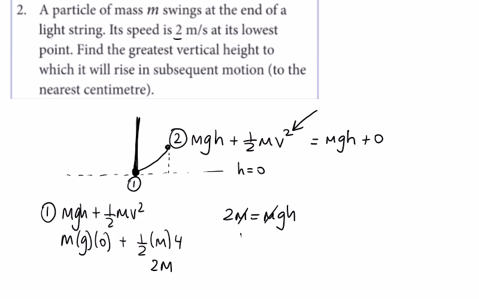Cancelling my m's, I get h is equal to g. Now h is equal to 2 over g, which is equal to 2 over 9.8. And typing this into a calculator, are we looking for it in centimeters? H is equal to, in meters, 0.204, so that's 20 centimeters to the nearest centimeter.